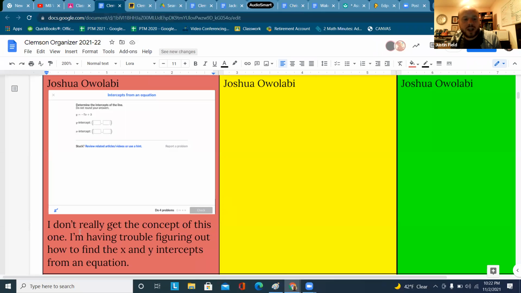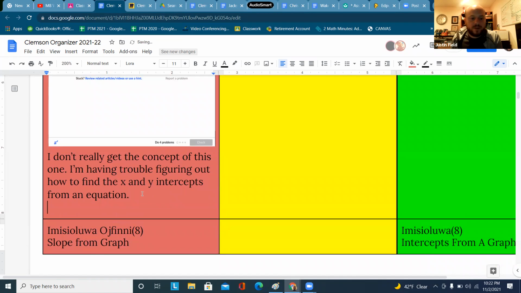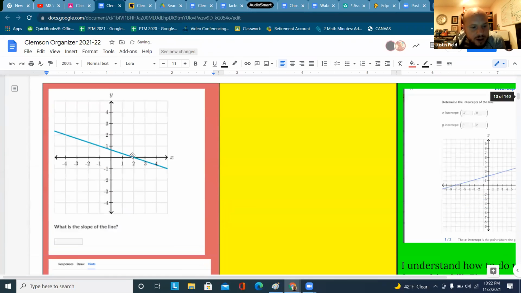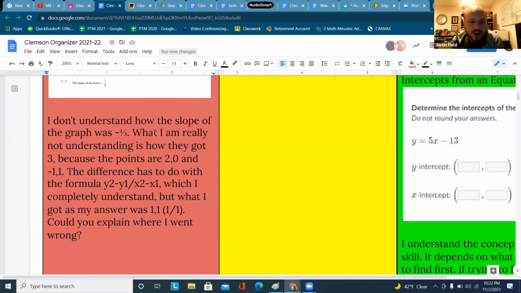And that's not going to be fun for anyone. All right. Missy here. So what is the slope? So I don't understand how the slope of the graph was -1/3. What I'm really not understanding is how they got 3, because the 0.20 difference has, which I completely understand, but what I got as my answer was 1/1. Could you explain why I went wrong?